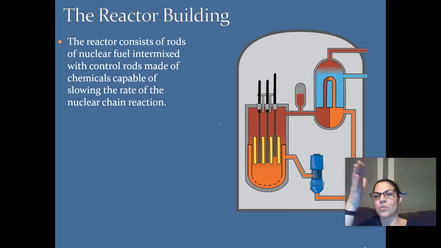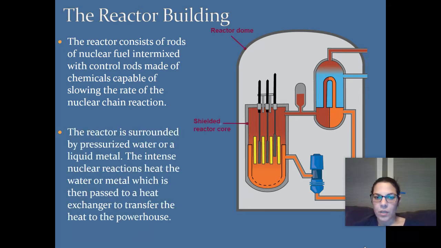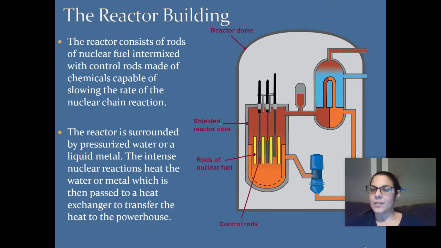So you have enriched uranium rods, and those are the fuel rods, and then you have these control rods in the middle. These are the gray ones that are the control rods. Here we go, shielded reactor core, rods of nuclear fuel, and here are the control rods. What the control rods do is they absorb neutrons, so they can control the rate of nuclear fission. They can't stop it, but they can absorb a lot of the neutrons so that you don't have the rate happening as fast.